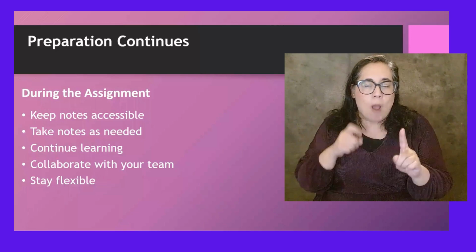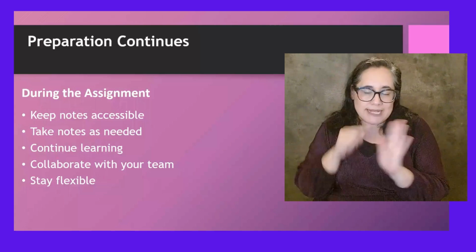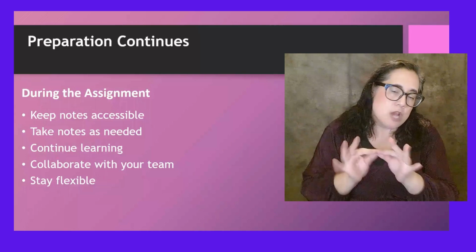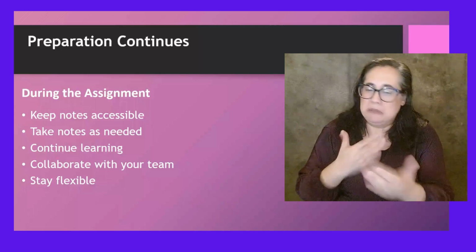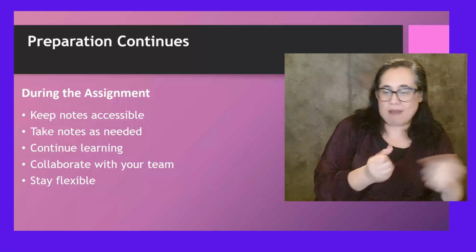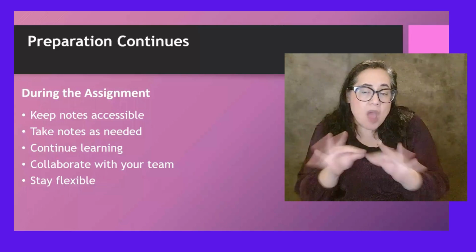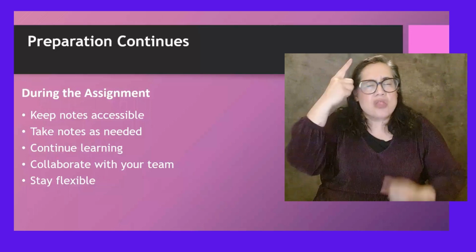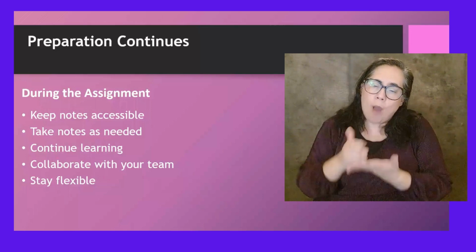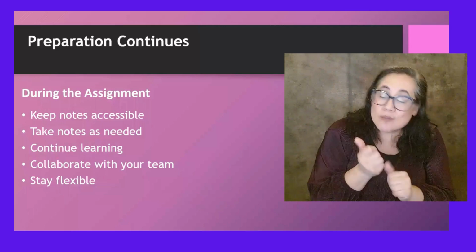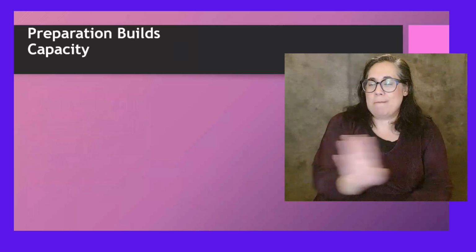Although today's examples come from a trilingual interpreting assignment, these preparation strategies apply across many interpreting settings. Whether you're working in sign language, English, Spanish, another spoken language, in multilingual environments, thoughtful preparation helps reduce cognitive load and allows you to focus on what matters most, which is the people and the communication happening between them.